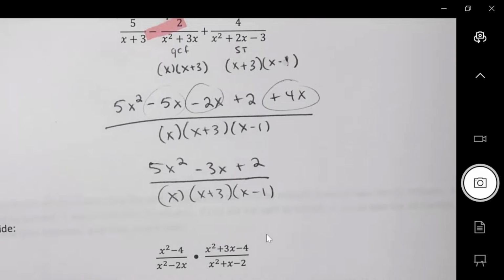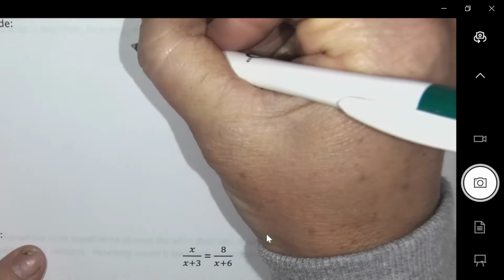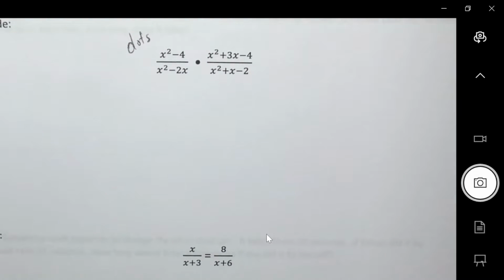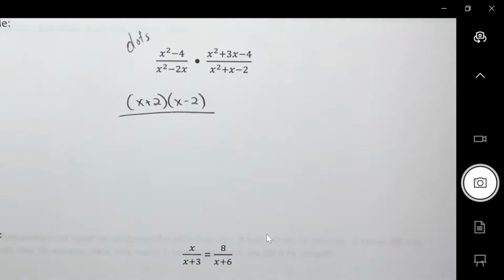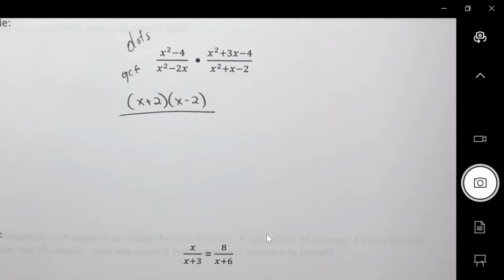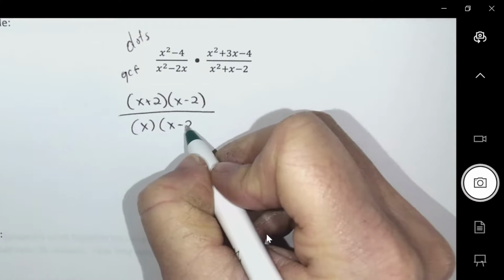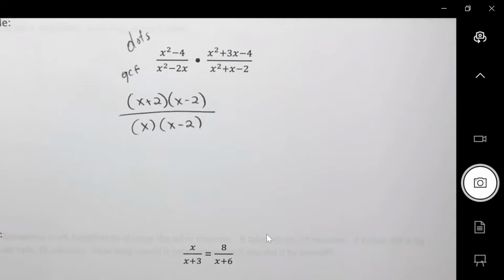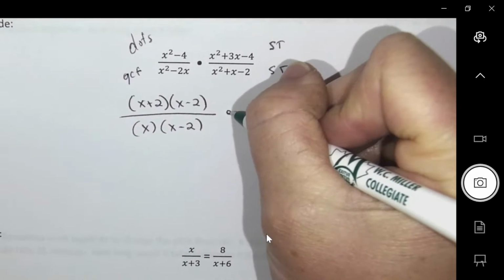Okay, multiplying or dividing. So we're going to factor. We have first a difference of squares. So can you give me 2 sets there? On the bottom, can you give me a GCF factoring on that? And then on these, can you do 2 simple trinomials yet?